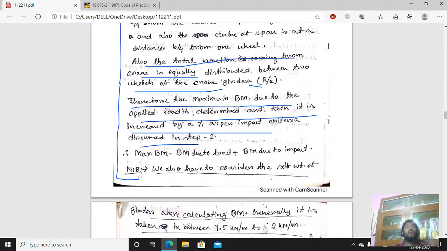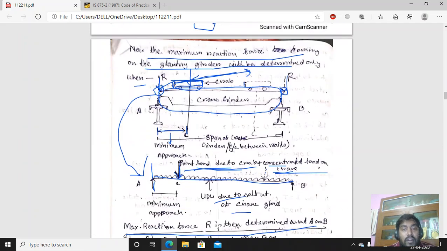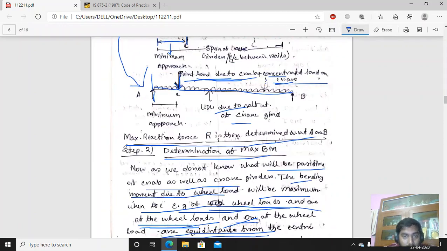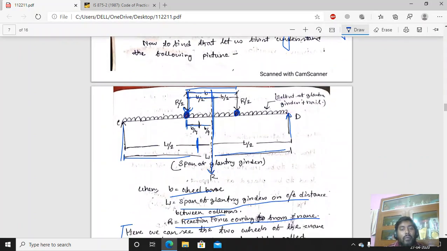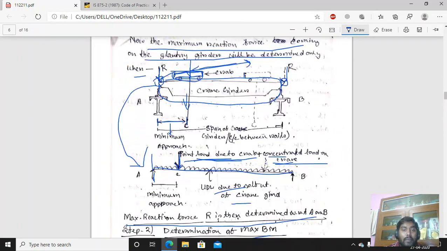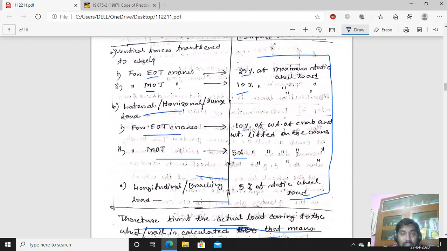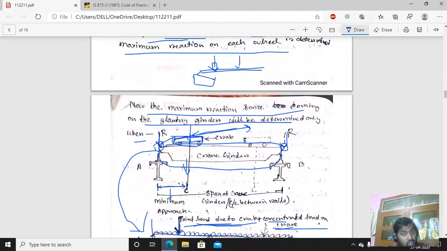Now as we are considering only the vertical load, be very careful here, we haven't considered any lateral loads. We have only considered the vertical loads coming from the crane and the self weight of the crane girder. So when we are calculating the bending moment, we also have to increase it by a certain percentage, 25 or 10, depending on the type of crane that we are using.